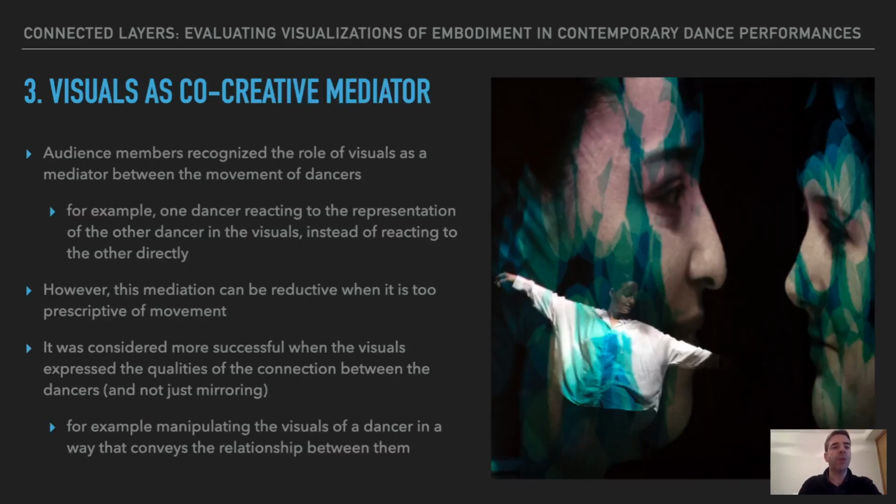3. Visuals as co-creative mediator. Audience members recognize the role of visuals as a mediator between the movement of dancers. For example, one dancer reacting to the representation of the other dancer in the visuals instead of reacting to the other directly. However, this mediation can be reductive when it is too prescriptive of movement. It was considered more successful when the visuals expressed the qualities of the connection between the dancers and not just mirroring. For example, manipulating the visuals of a dancer in a way that conveys the relationship between them.